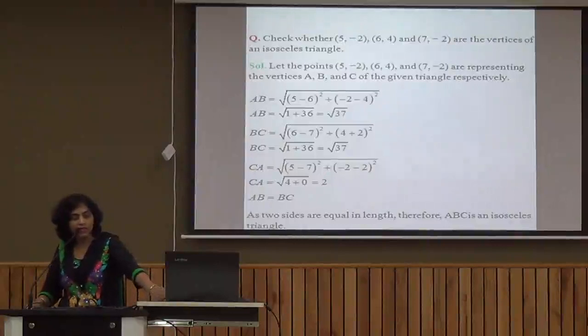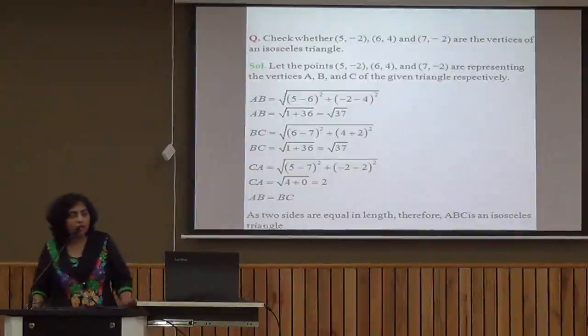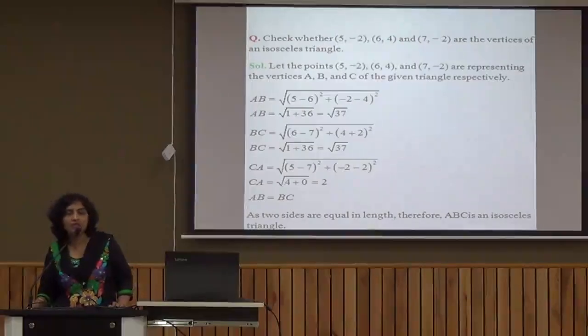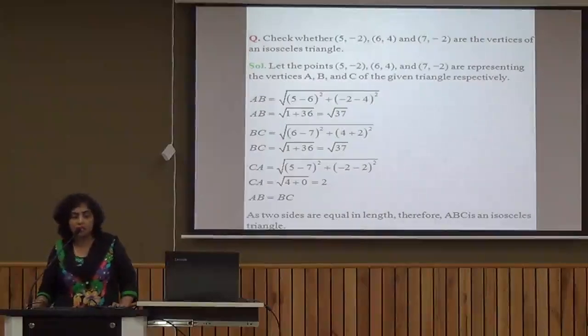Now let's take another example to see how we can use the distance formula in various things. We have to check whether 5, minus 2, 6, 4 and 7, minus 2 are the vertices of an isosceles triangle or not. For this, we will take these points as A, B and C. We will calculate the lengths of AB, BC and AC with the help of the distance formula, to check whether any two lengths are equal or not.